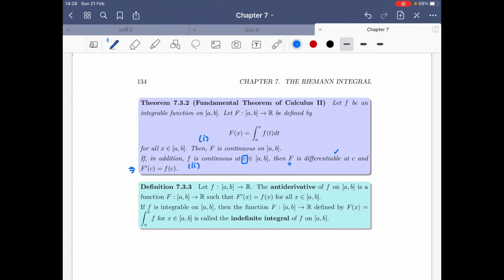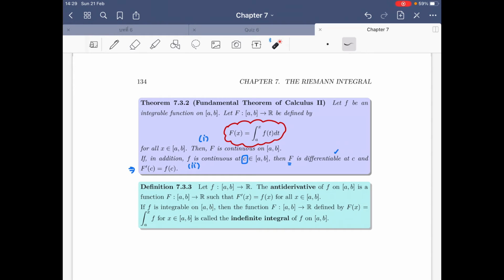So for this one, we are going to define this kind of function that is constructed this way. If small f is a function from the closed interval [a, b] to the real numbers R, the so-called antiderivative of small f on this closed interval [a, b] is a function capital F such that F prime at each and every x equals small f of x, for all x in this closed interval [a, b].